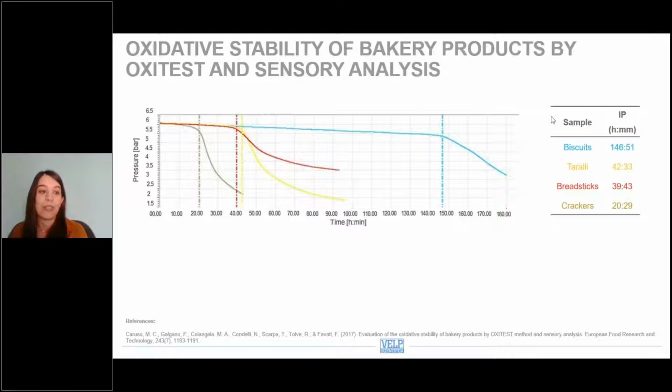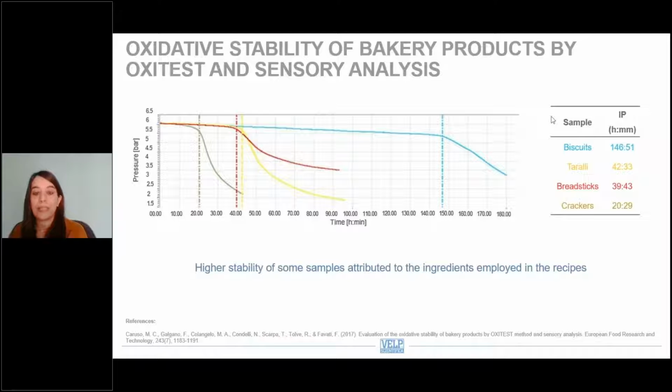As a first result, we saw that the oxidative stability can be very different between different products. Here, as an example, we see that biscuits were much more stable compared to other products such as crackers, and this was mainly due to the ingredients employed in the recipes. For example, biscuits were made with palm oil, which is well known for its high stability to oxidation due to its composition with saturated fatty acids.